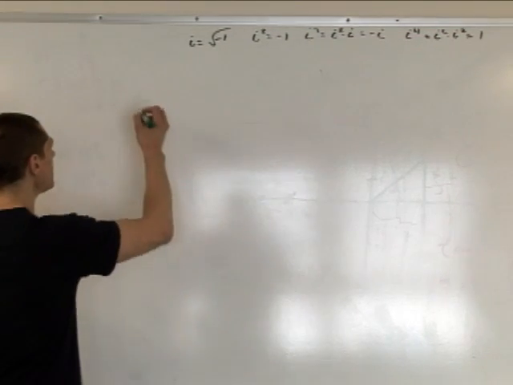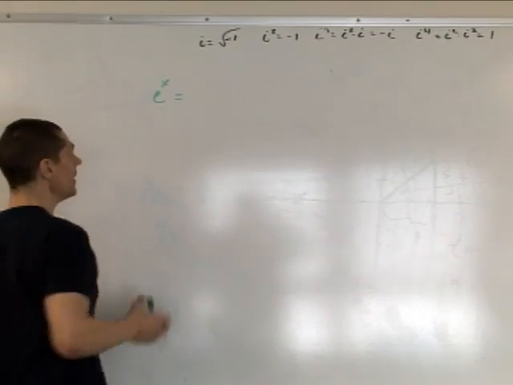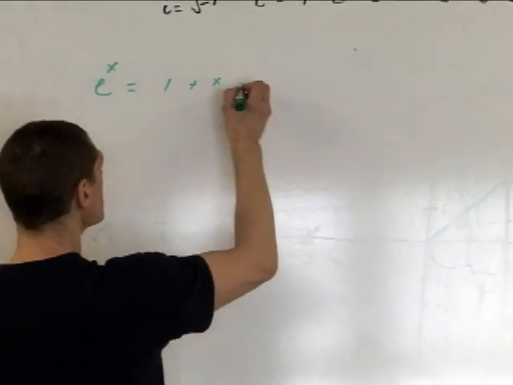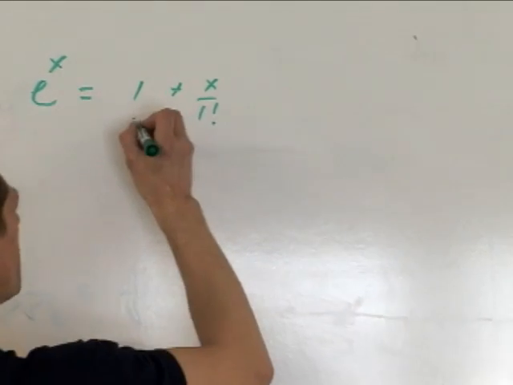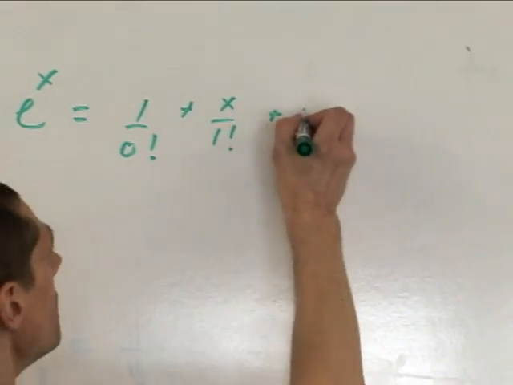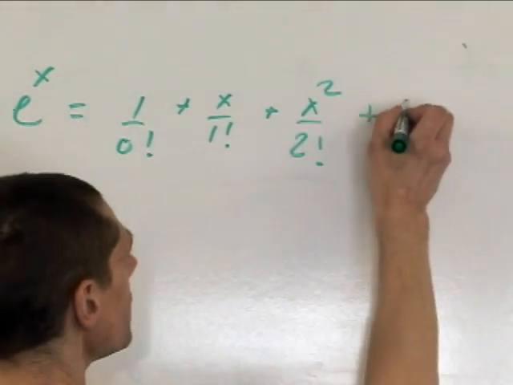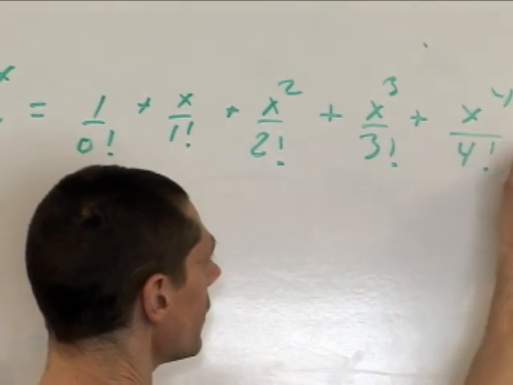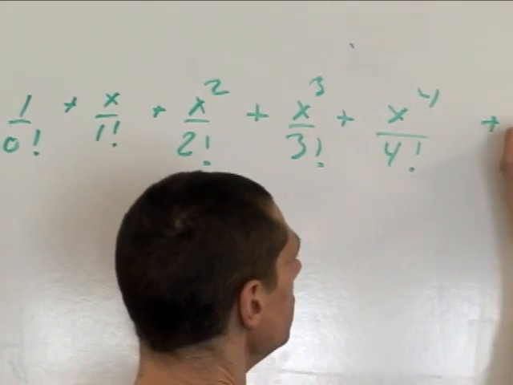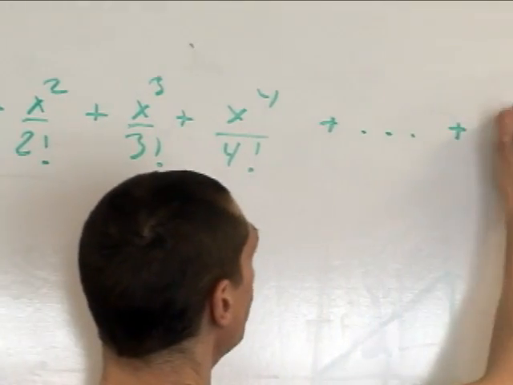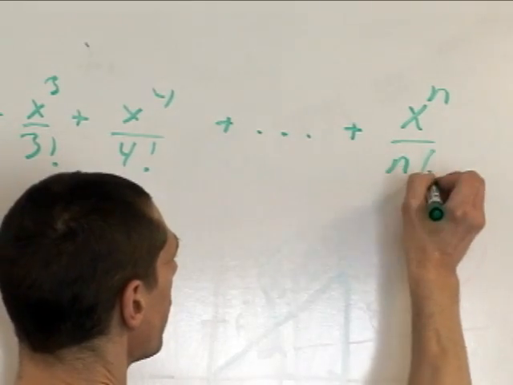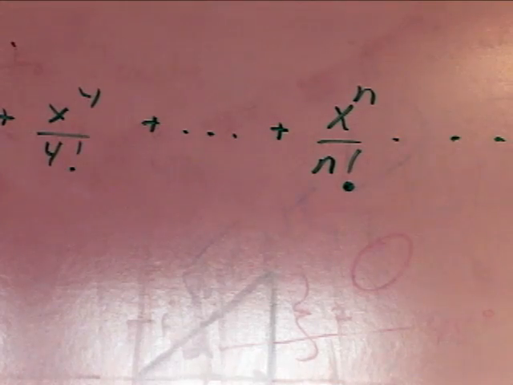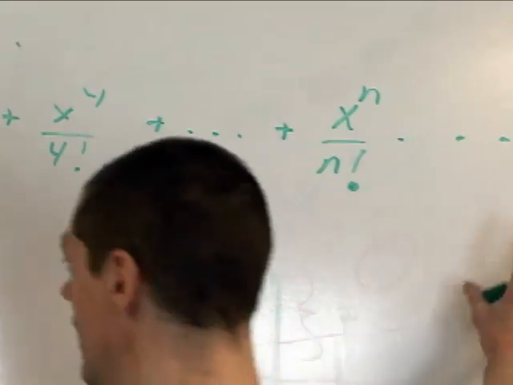We can expand e to the x like this. It can be shown that e to the x can be written as this: 1 plus x, plus x squared over 2 factorial, plus x cubed over 3 factorial, plus x to the 4th over 4 factorial, plus dot dot dot, plus, in the general form, x to the n over n factorial, and it keeps going. It's an infinite series. Taylor series, one of the things you'll see in Taylor series are infinite series.